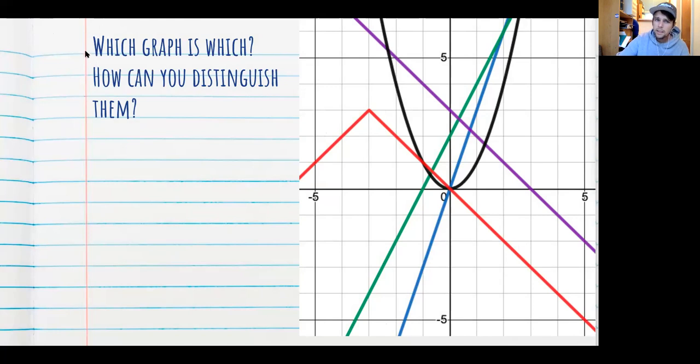So one way to distinguish them would be by color, right? You could use color to distinguish these graphs. Which color are they? We could also distinguish them a little bit by name, or by shape, rather.